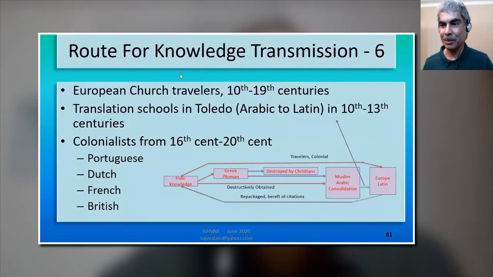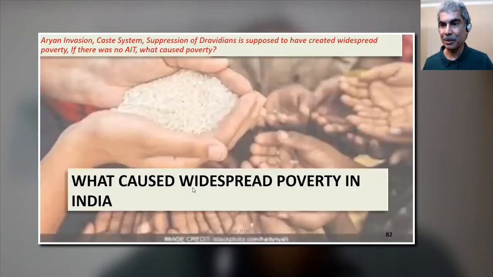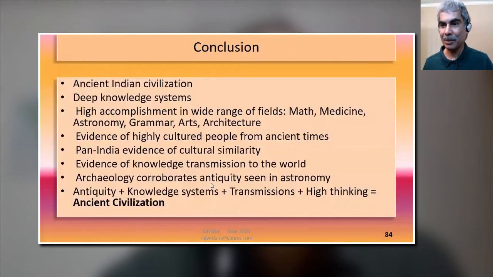So I've talked about this additional route, European church travelers, 10th to 19th centuries, translation schools. I just talked about that. Colonialists, Portuguese, Dutch, French, British, these are also directly taking information from India to other places. And today, all this knowledge has been destroyed in India and or discredited, and is repackaged and comes back to us without citations. I will not talk about this poverty. There is a lot of information out there.